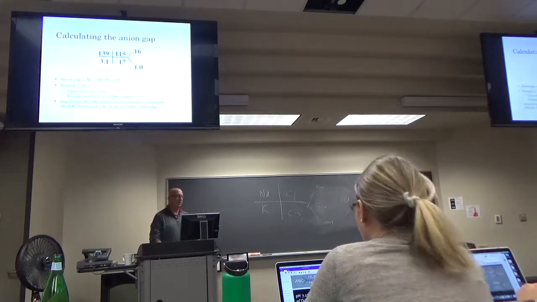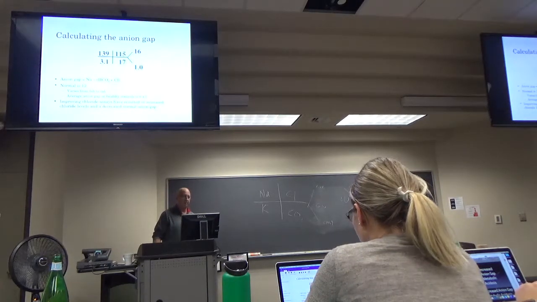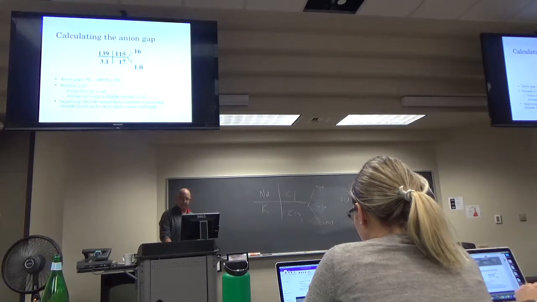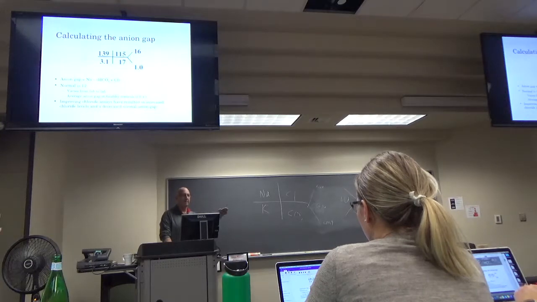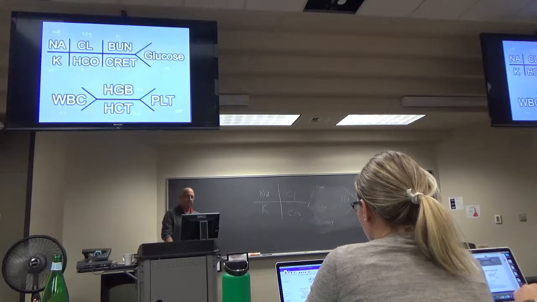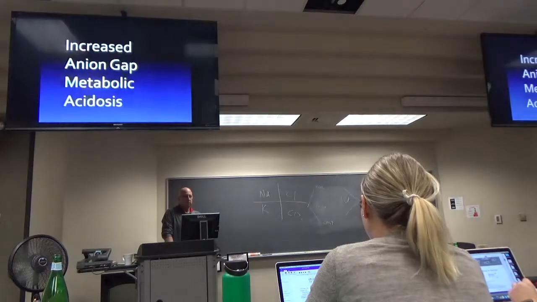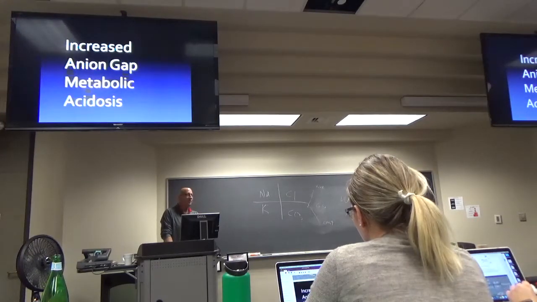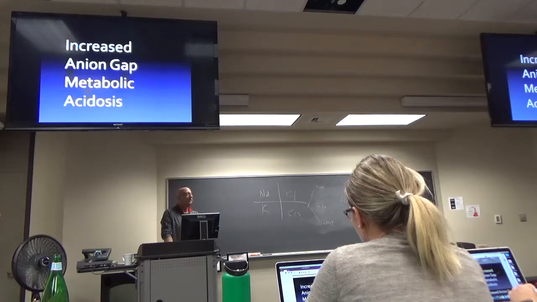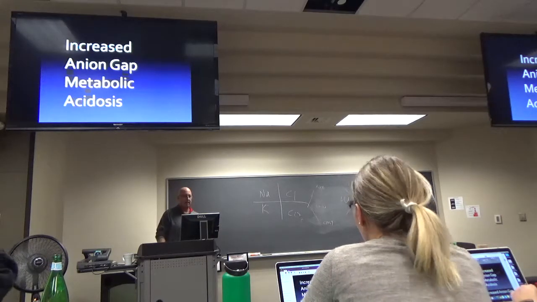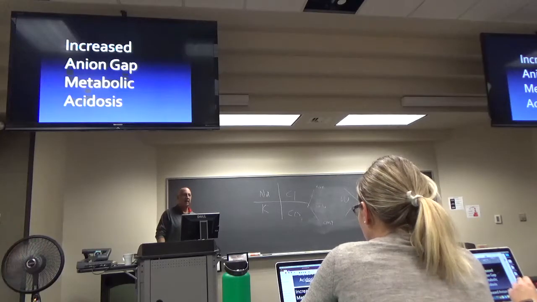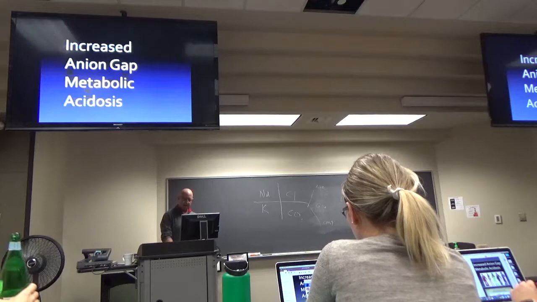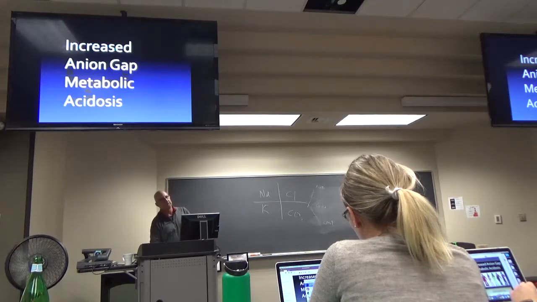So remember, this is how you do it. Sodium minus the bicarb plus the chloride. Normal is about 12. Labs are getting better and better at finding chloride, so the normal gap is starting to get less and less. So as we looked at her ABG, we saw that she was acidotic. And we looked at this, she's got a metabolic acidosis. And we did the gap, following me? So she's got an anion gap acidosis. So what does she have?